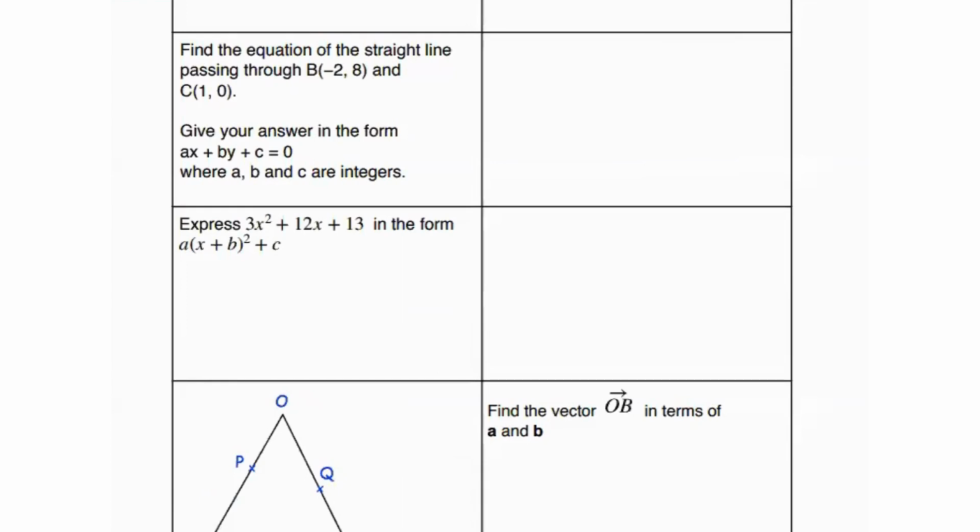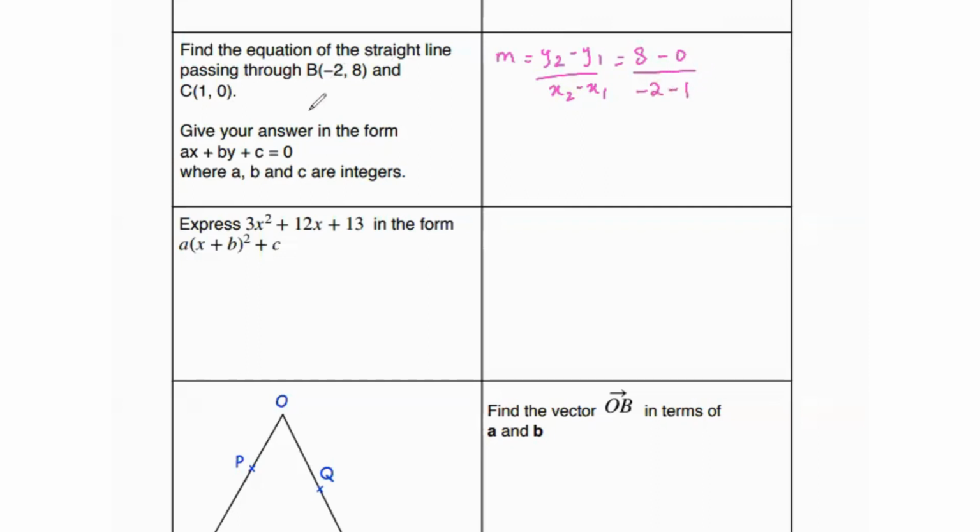Then find the equation of the straight line passing through b, negative 2, 8 and c, 1, 0, giving your answer in the form of ax plus by equals c. So they want us to give the answer in the general form. Let's start with finding the gradient. Formula for gradient is y2 minus y1 over x2 minus x1. So we do 8 minus 0 over negative 2 minus 1.